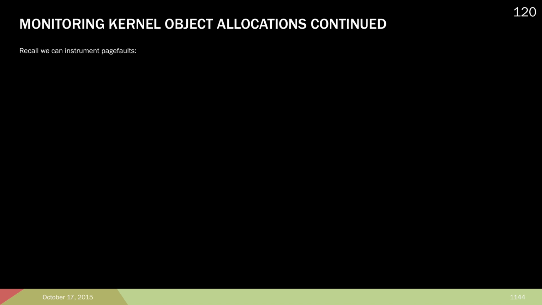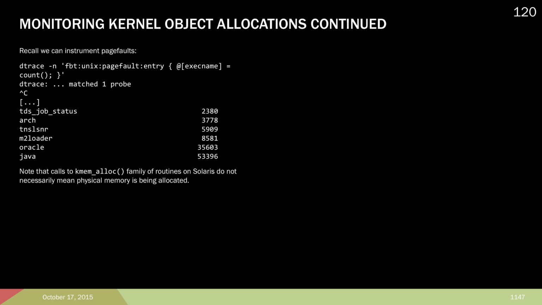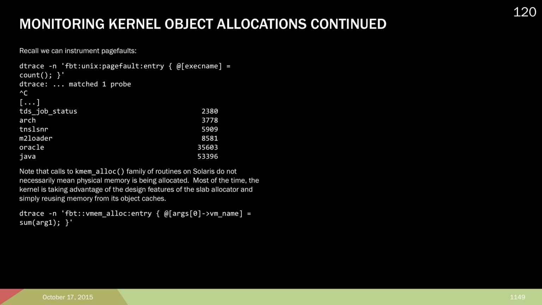Monitoring kernel object allocations, continued. Recall that we can instrument page faults. Note the calls to the kmem_alloc family of routines on Solaris do not necessarily mean physical memory is being allocated. Most of the time, the kernel is taking advantage of the design features of the slab allocator and simply reusing memory from its object caches.